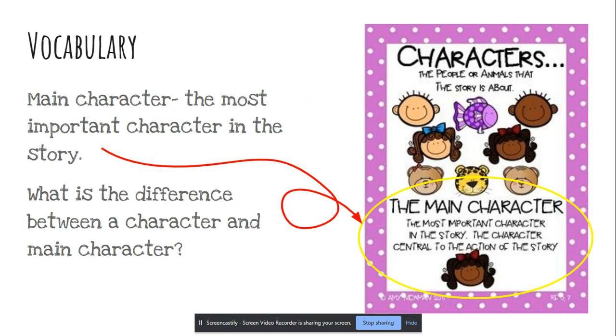Our learning target and success criteria want us to focus on the main character, though. Characters are any people, animals, or things that are in a story, but a main character is the most important character in the story, the character that is central to the action of the story.